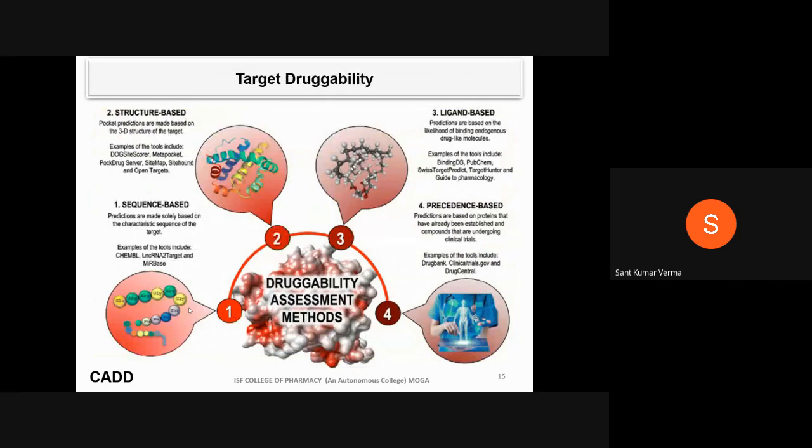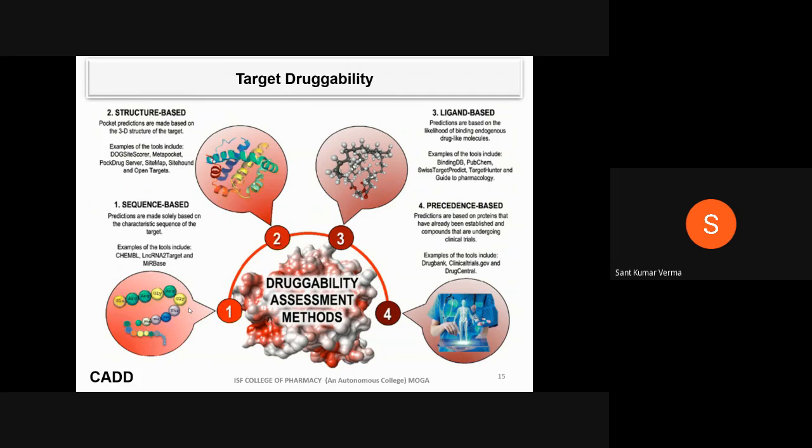This is the strategy for how you can identify the druggable target. The first one is sequence based. If you have a known sequence, you can compare the sequence of your protein with previously known sequences, and you can say that my protein has this sequence, so it can bind with a ligand of particular interest. Predictions are made solely based on the characteristic sequence of the target. Examples of tools include ChEMBL, LncRNA target, and miRBase.